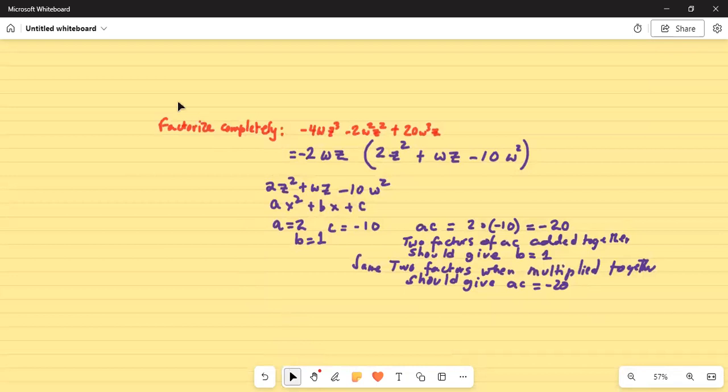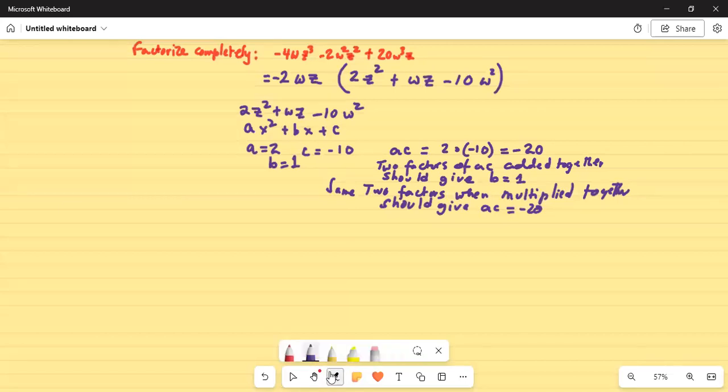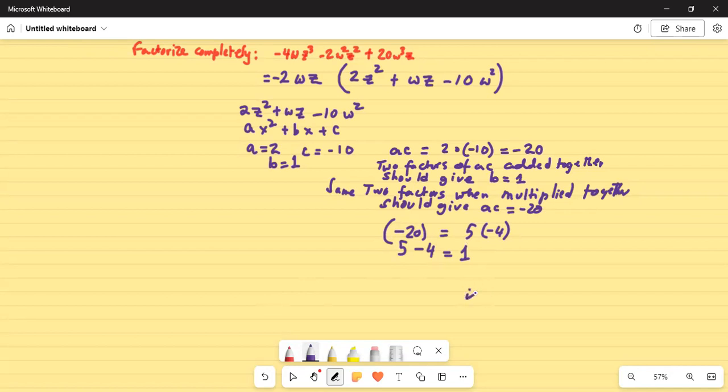Now, if I create some space, what are the factors of minus 20 which, when added together, will give us 1 and, multiplied together, will give us minus 20? This can be 5 times minus 4. Also notice 5 minus 4 is equal to 1, which is B, the coefficient of X. So this checks out. This meets both the conditions.